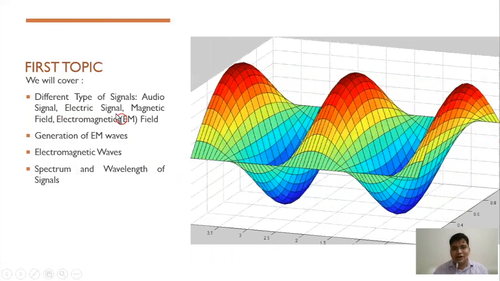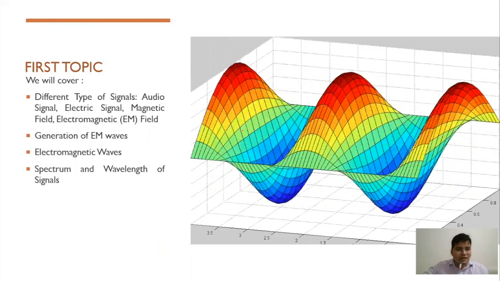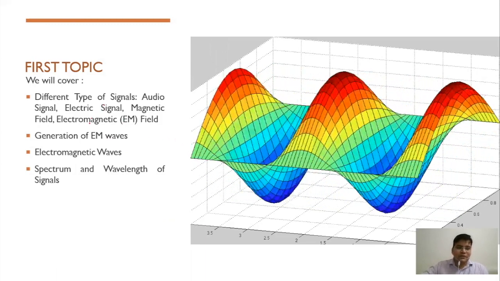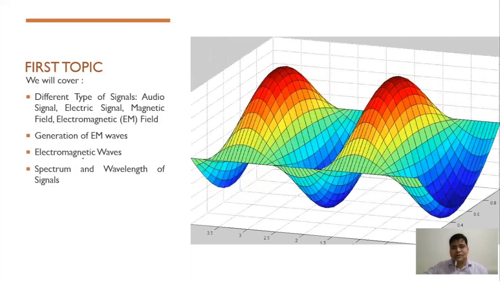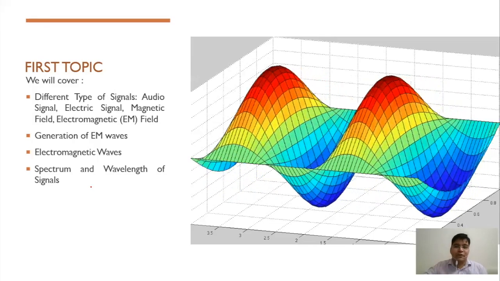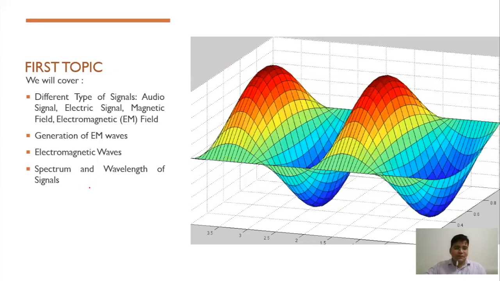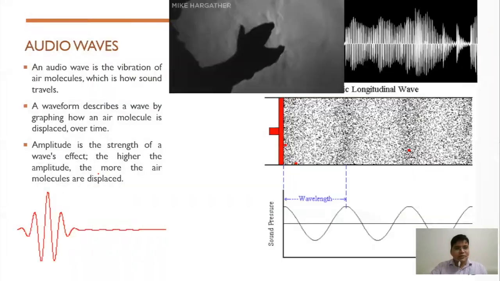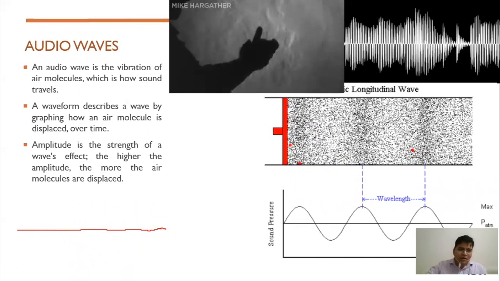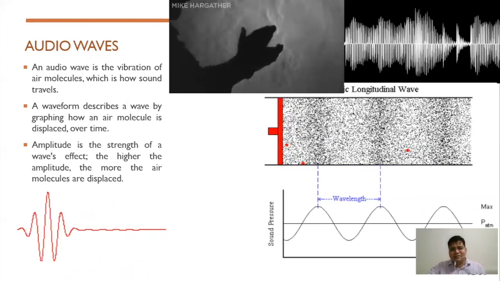In the first section we will start with audio waves and different types of signals. In the later part of this section, we will also discuss the generation mechanism of the electromagnetic wave, the wavelength of electromagnetic waves, and how we differentiate different types of electromagnetic waves. So let's start with the audio waves, and please be free and try to enjoy this lecture. These are very basic things.